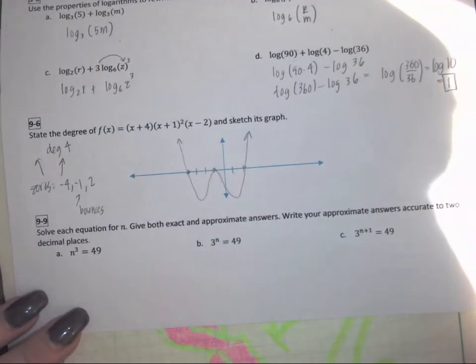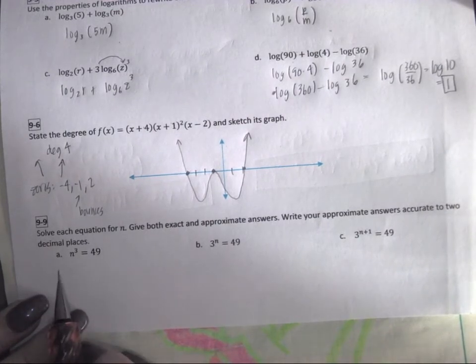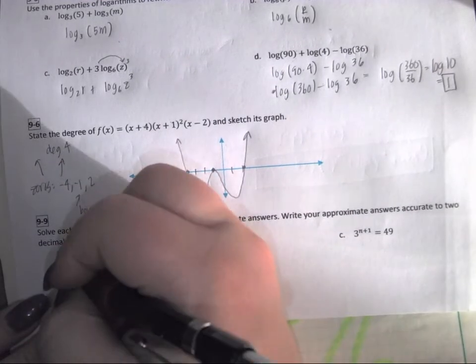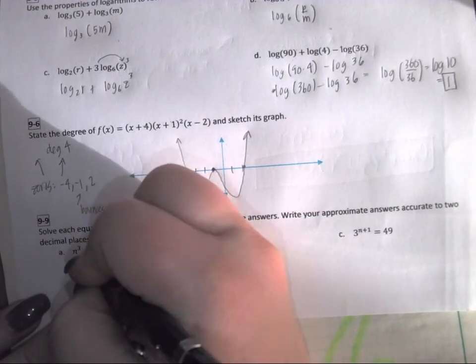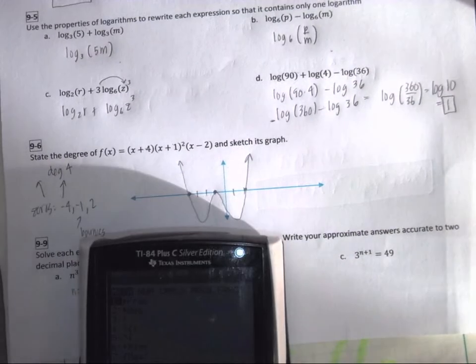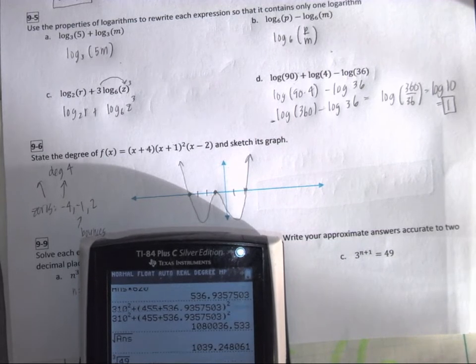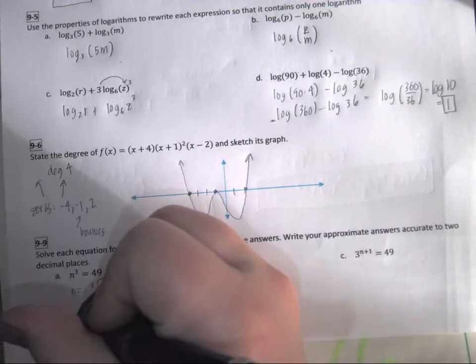Okay, and then solve each equation for n. Give both exact and approximate answers, accurate to 2 decimal places. So here, if n is in the base, you just do that type of root. So n equals the cube root of 49. What you do on your calculator. 3.659.